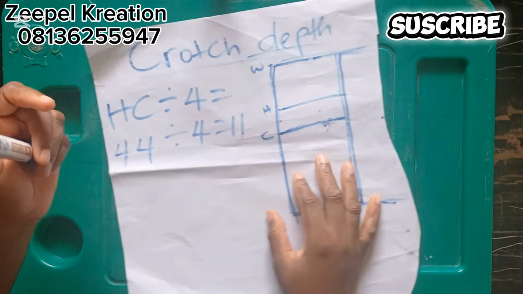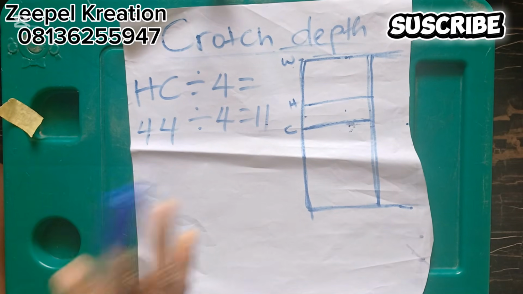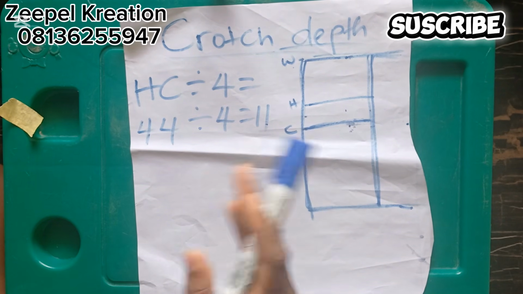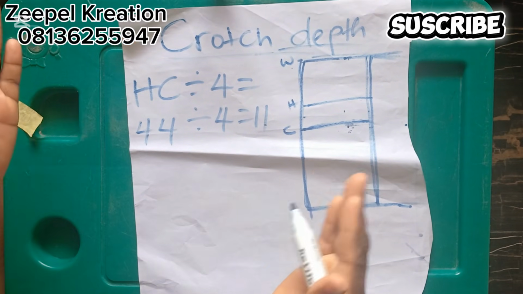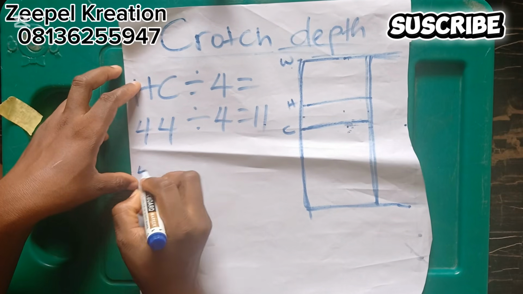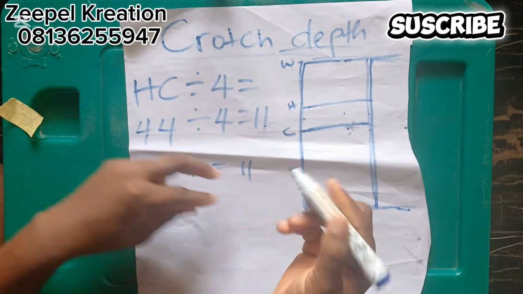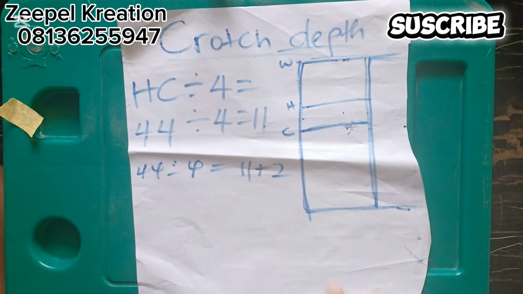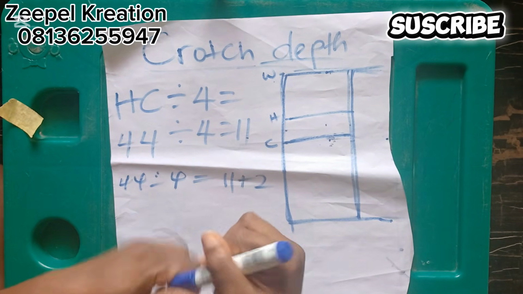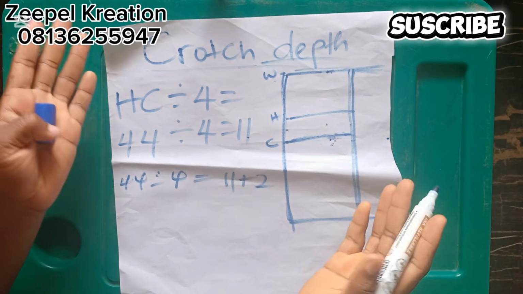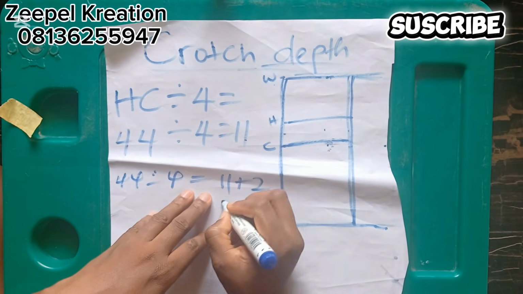Now, assuming I am working with a loose trouser like a palazzo trouser or even joggers, anything that is palazzo that is not fitted, all I have to do is add 2 inches to my measurement. Since I have hip 44 divided by 4, which is 11, for the loose trouser I will add 2 inches. That means 11 plus 2 gives me 13. So for my palazzo or joggers loose trouser, I'm using 13 inches as my crotch depth.